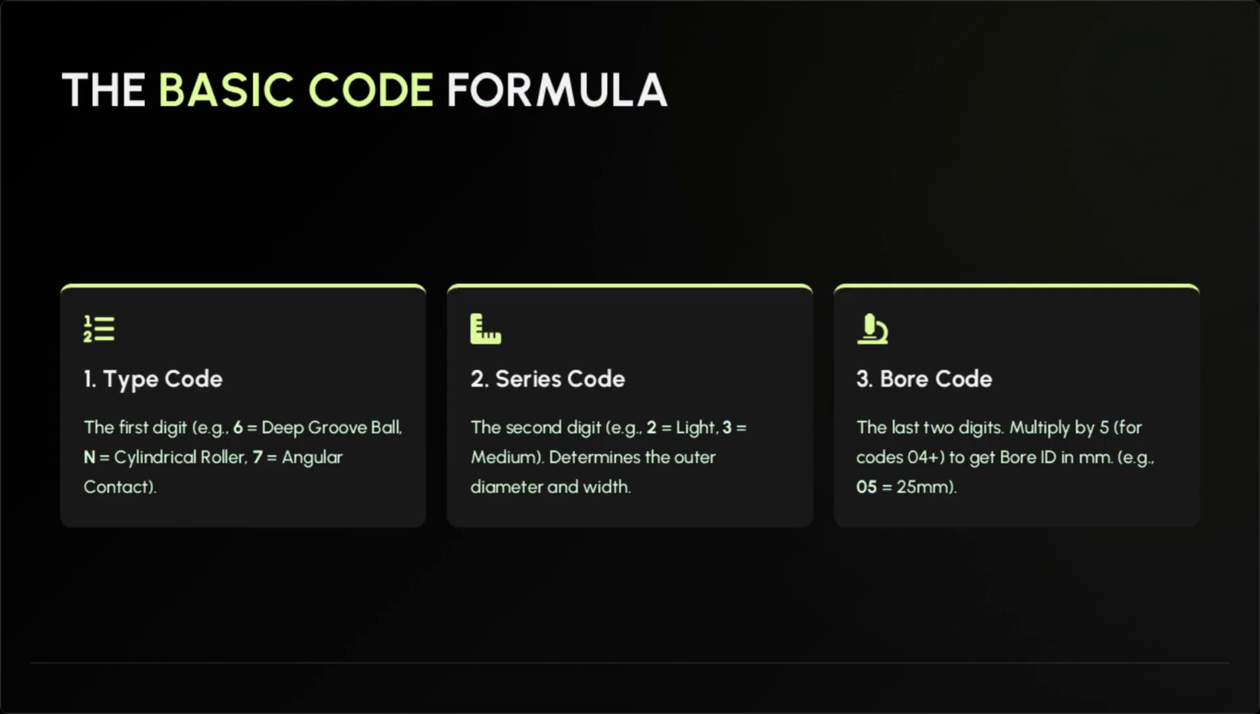The basic code is easy once you know the formula. The first digit tells you the type, like 6 for ball bearings. The second digit is the series or robustness. The last 2 digits tell you the bore size. Just multiply by 5. A 6205, for example, has a 25 mm internal diameter.